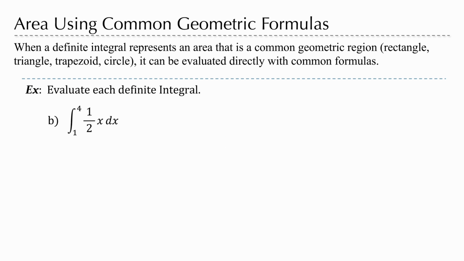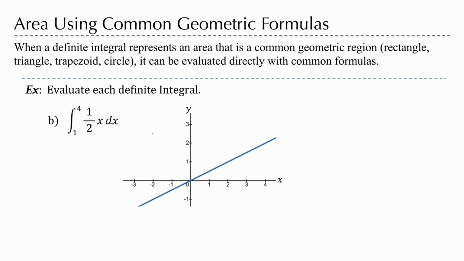Now in this example, again, we're graphing a line, so it's 1/2 x, but now it's from 1 to 4. So we can see what the graph looks like. It is that line going through the origin, slope of 1/2, but because it starts at 1 and then ends at 4, the geometric shape that it creates is a trapezoid. So again, instead of doing any advanced calculus, we'll simply calculate the area.